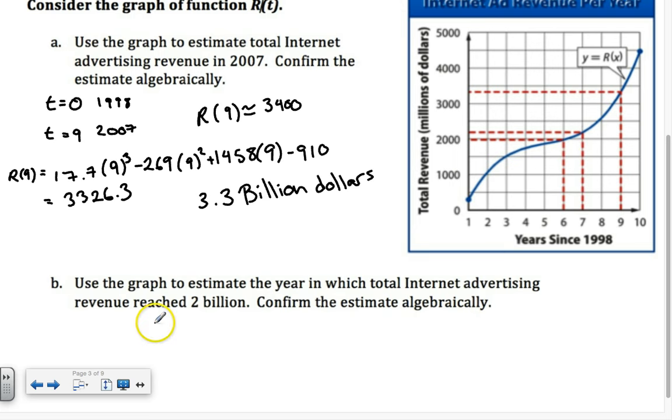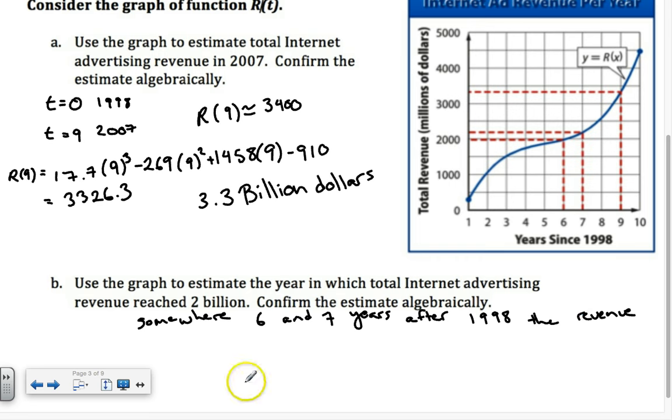So first I'll say somewhere between 6 and 7 years after 1998, the revenue crossed the 2 billion mark.